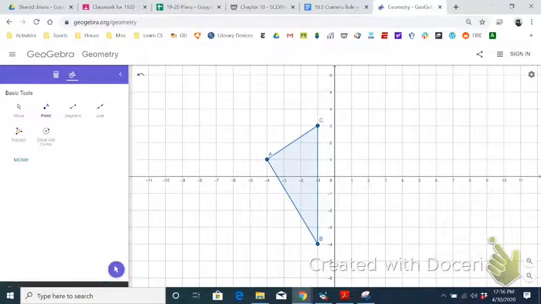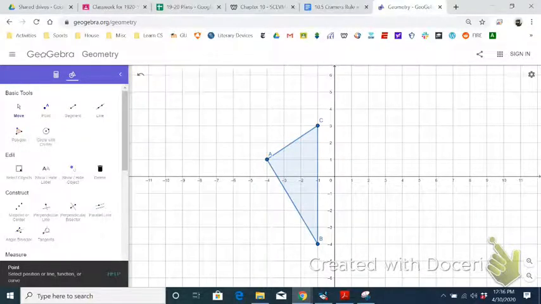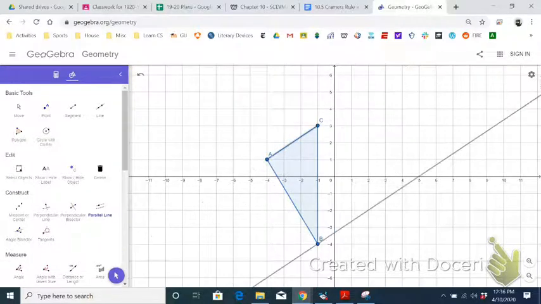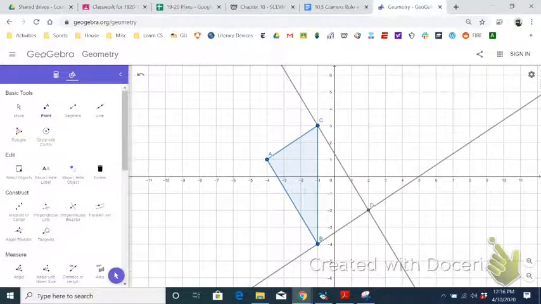Now, imagine I had another point here. A parallelogram has opposite sides that are parallel. So let's say I constructed a line parallel to this line through this point, and a line parallel to this line through this point. Now, this is not the only parallelogram you can make with A, B, and C as vertices, but it's another one. But notice how the area just doubles.